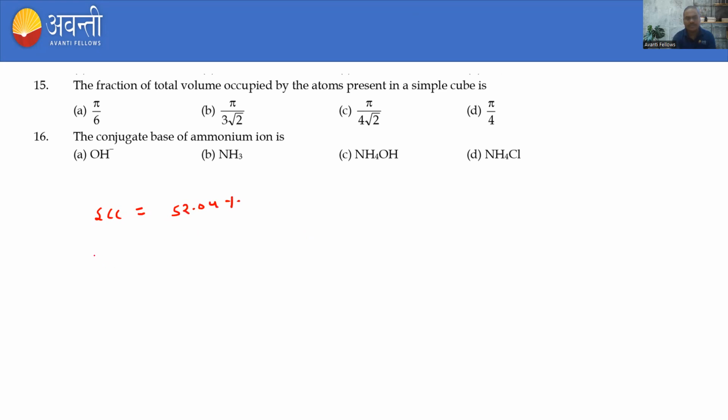52.04%. In BCC, the packing efficiency is 68%. In FCC, the packing efficiency is 74%, right? So we know this thing. So the correct answer for the packing efficiency of atoms present in the simple cubic is 5 by 6, right? So this is a memory based question. We all remember this thing. In case of SCC, the value is like this.